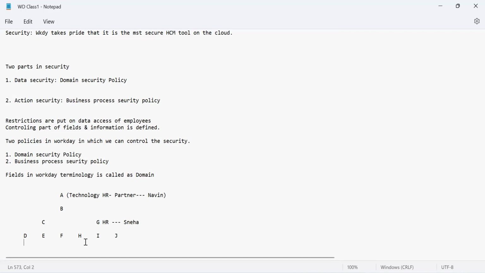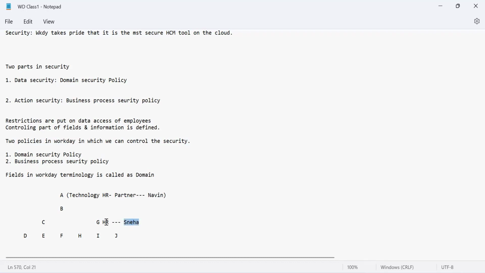It's a collection of permissions. So you have different permissions which are clubbed together in a security group. And when you have different things clubbed together in a security group, whoever is a member of that security group will have the same permissions. Okay, does that make sense?